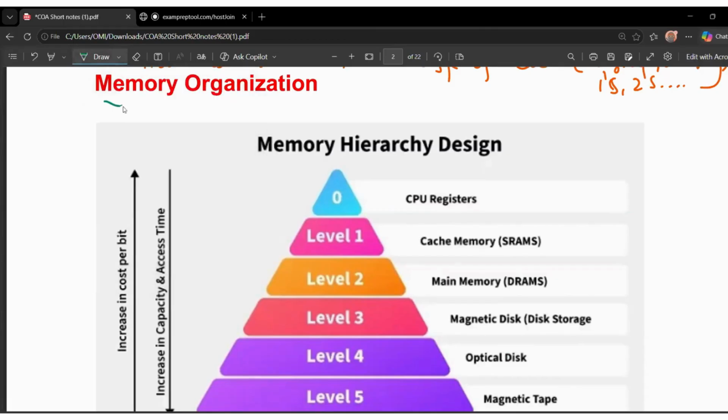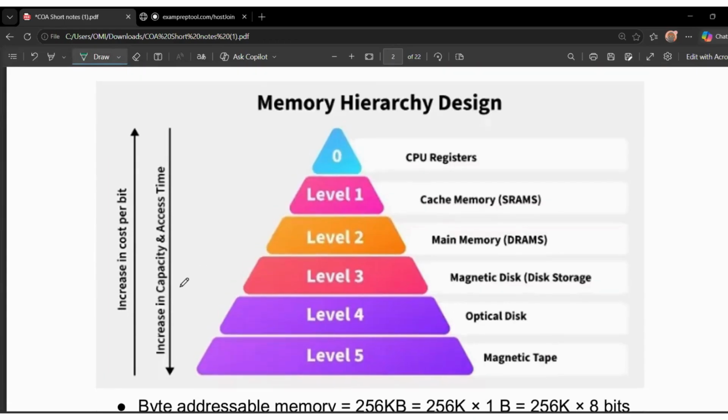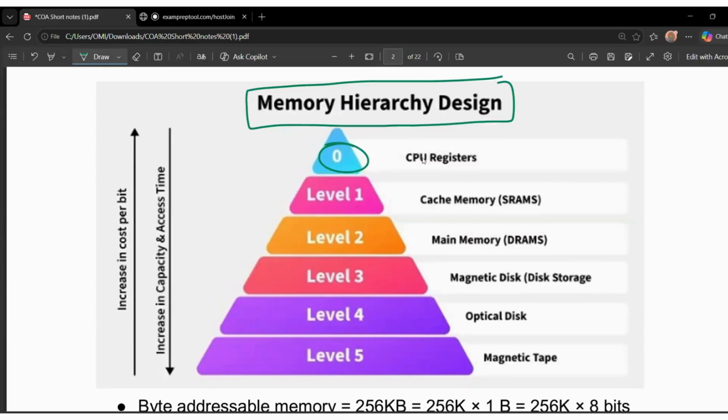We have seen the memory organization, the basics of memory organization. We have seen this memory hierarchy: in level 0 we have CPU registers, in level 1 we have cache memory, in level 2 we have main memory, in level 3 we have magnetic disk, and in levels 4 and 5 we have higher disk storage, optical disk, magnetic tape and all. So all this we have seen.